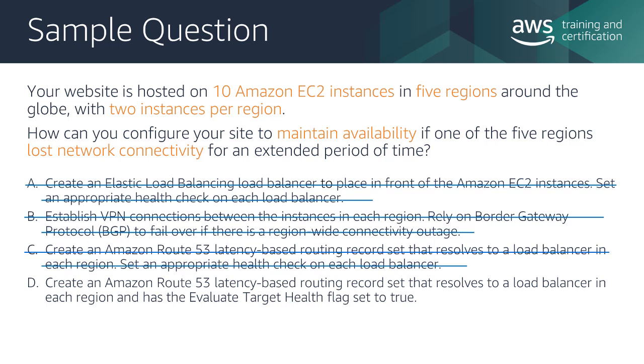Option C, incorrect. Route 53, using latency-based routing records that resolve to a load balancer in each region, set the health check on each load balancer. In this case, the elastic load balancing health checks do not directly influence Route 53's behavior. The only correct answer: Route 53 latency-based routing resolves to a load balancer in each region and has the evaluate target health flag set to true.